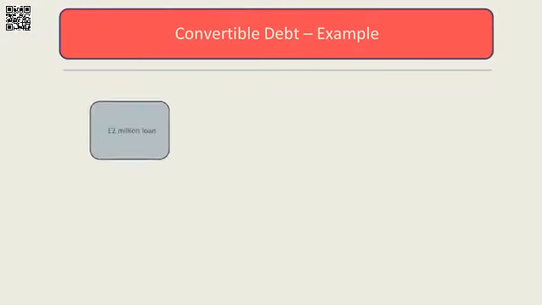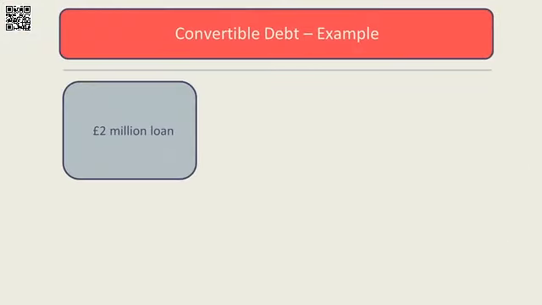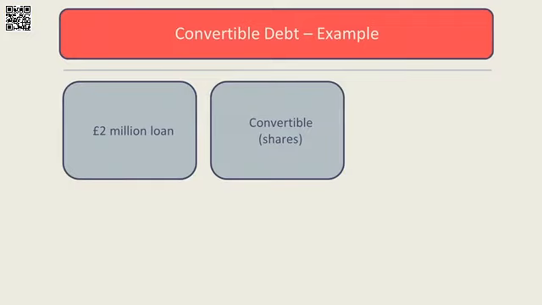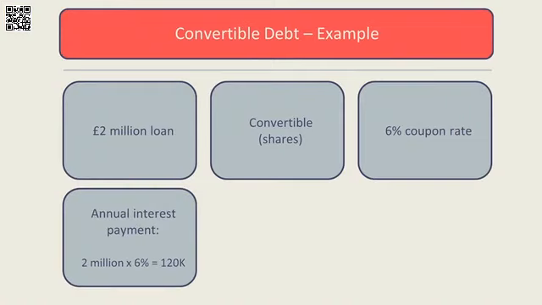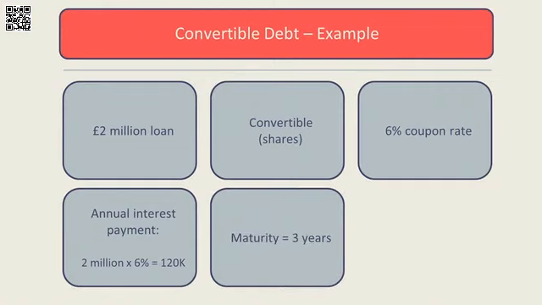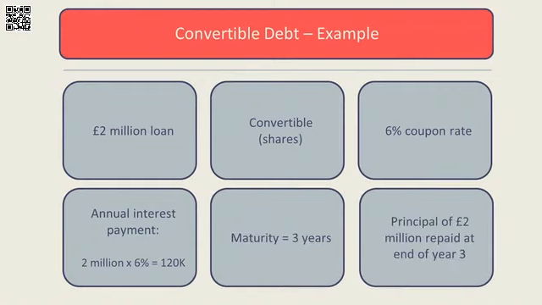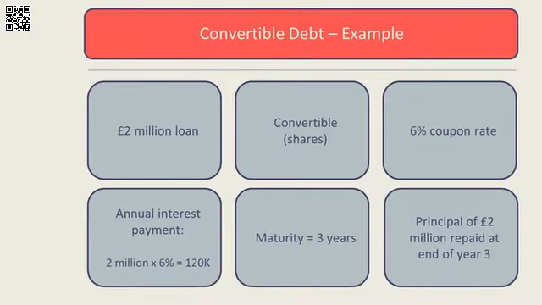So imagine a £2 million loan which could be converted into shares. Imagine there is a 6% coupon rate on this loan. This means that the physical annual payments are £120,000 each year. So in terms of physical cash flows, we would have to pay 120,000 in year 1, year 2, and year 3, and at the end of year 3 we will repay the principal of 2 million.